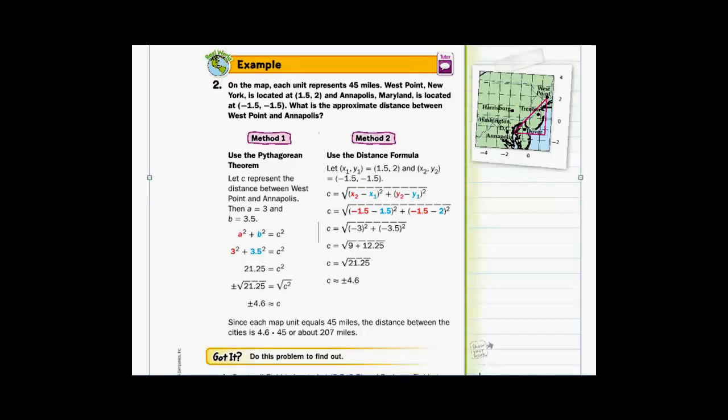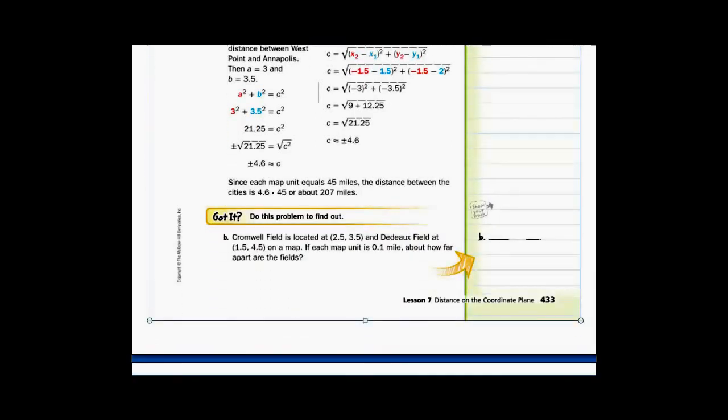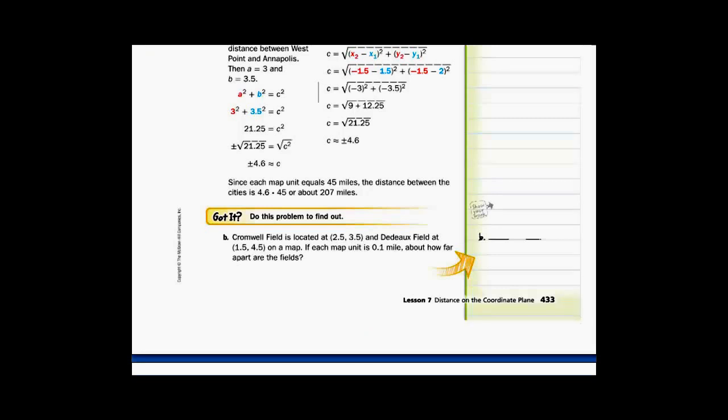All right, let's try another one down here. So I want you to pause and try B, please. Okay, Cromwell Field is located at 2.5, 3.5, and Dado Field at 1.5, 4.5 on a map. Each map unit is 0.1 or 1/10 of a mile long. So this is a key part. Do not forget to use this. 0.1 miles. So let's find out how many miles it is. Or sorry, how many units it is.